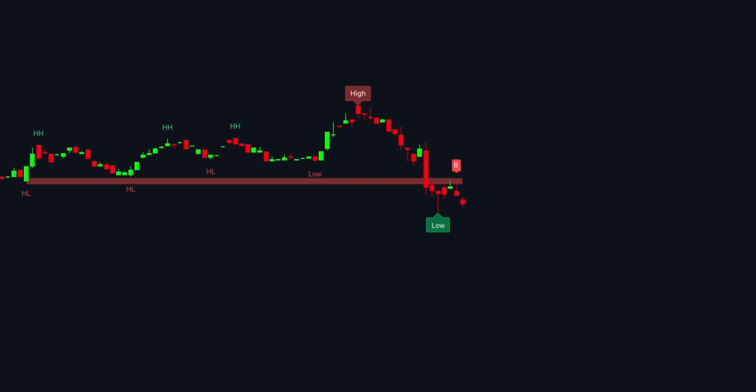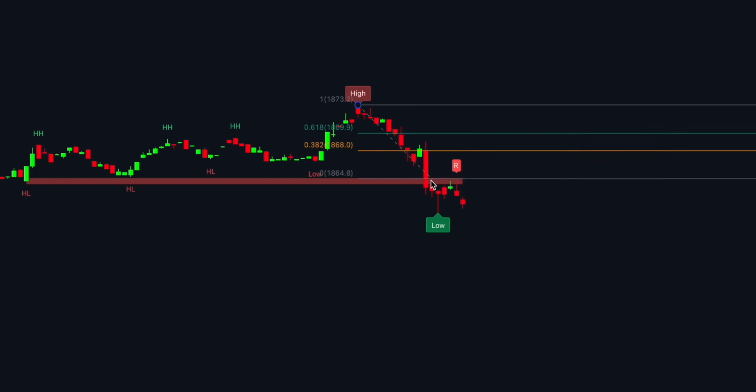In this example, the price broke below this support level. As soon as a retest occurred, the indicator produced a sell signal. We take the Fibonacci tool and connect the latest peak to the latest low.